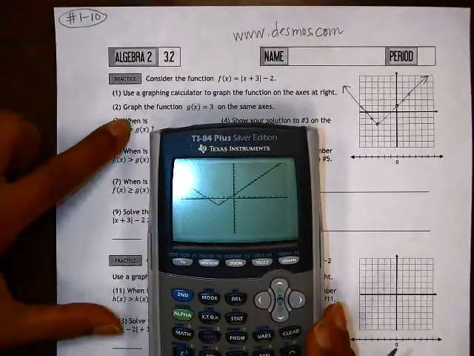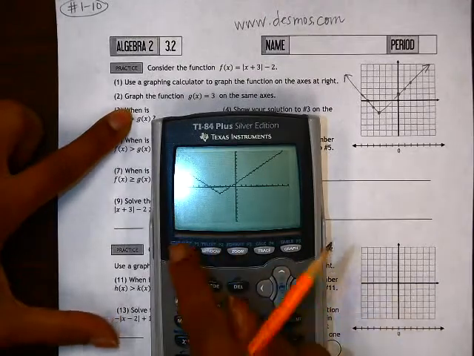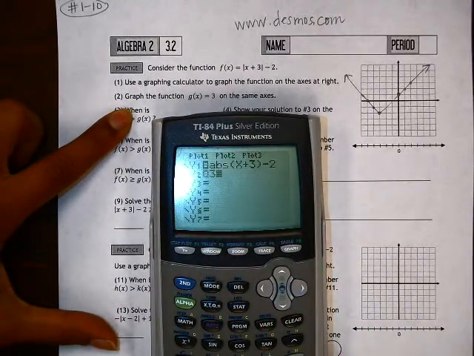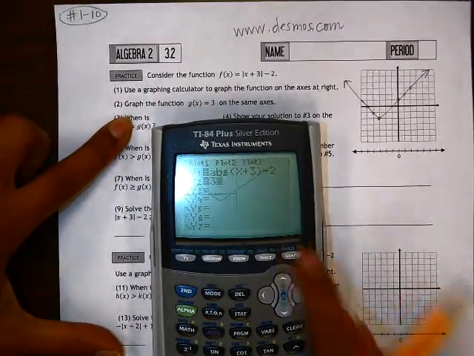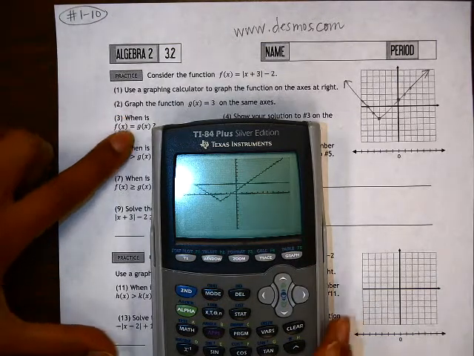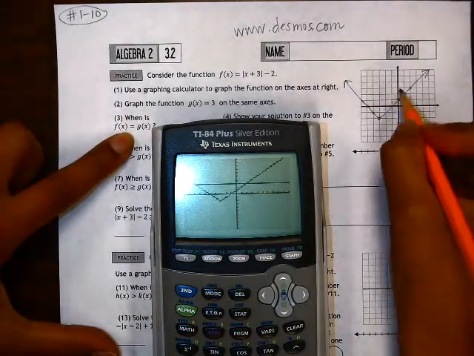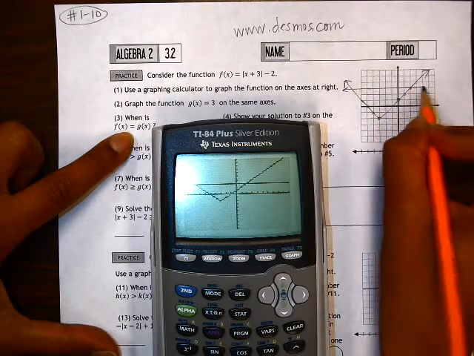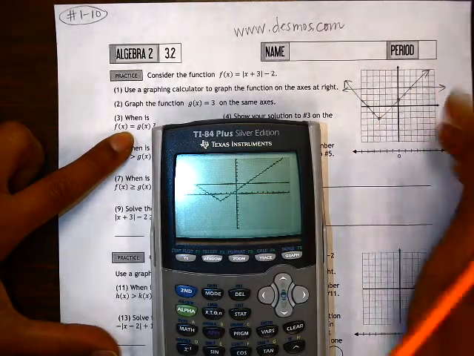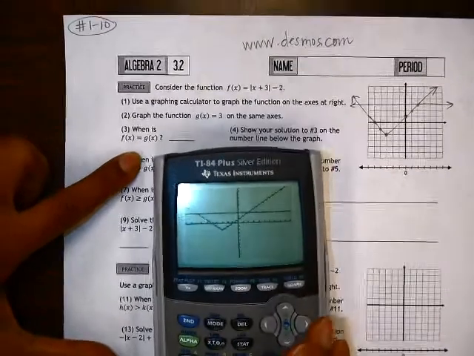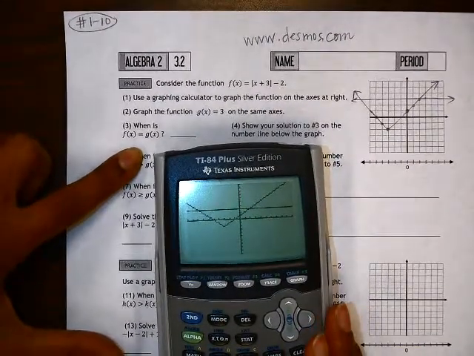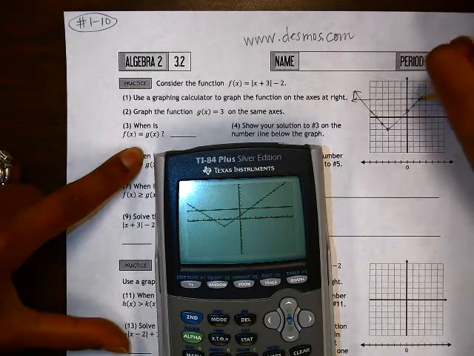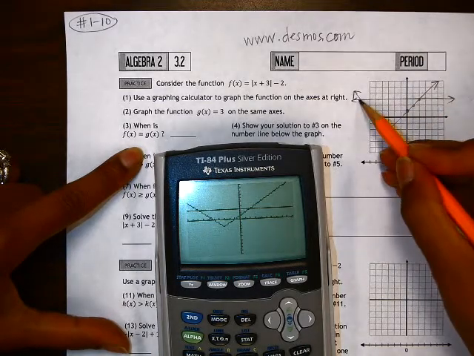All right, we're also going to graph the function g of x on the same axis. So going back to my y equals screen, I'm going to do y equals 3 and graph that as well. And we should already know what the graph of y equals 3 looks like, but you can verify using your calculator. So question number 3 is asking, when is f of x equal to g of x? So f of x equals g of x at these 2 points, here and over here.